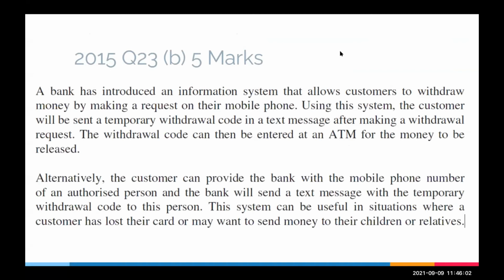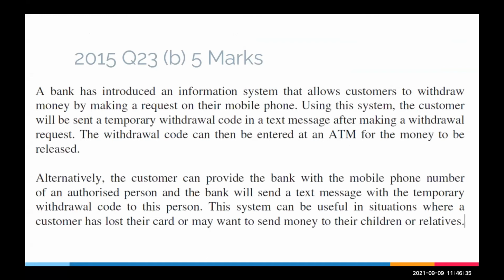All right, we have a look at 2015 question 23. So it's no longer a TPS question. It's a 5-mark question. I want to go into a little bit more detail with this one. All right, so it's a bank. Basically, what this one does is interesting. A bank has introduced an information system that allows customers, if you are banking with Commonwealth, you can have a look at this one. This is actually very interesting.